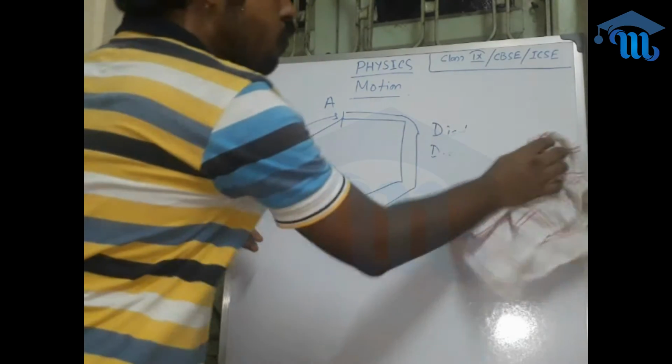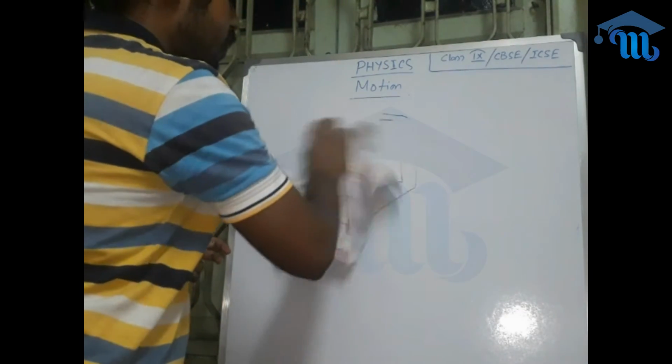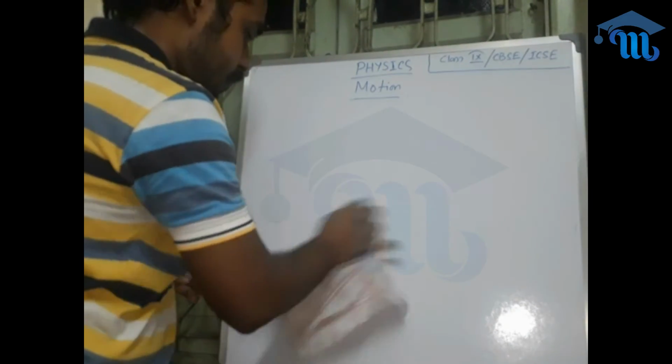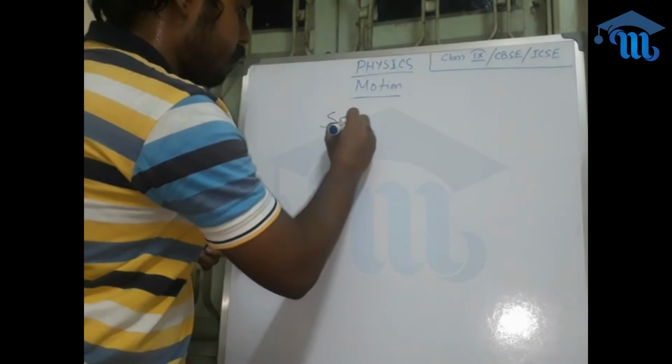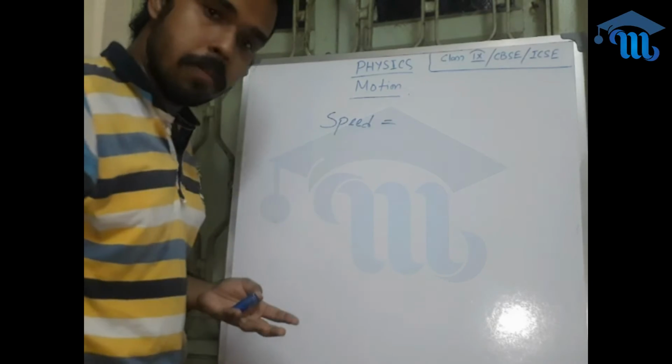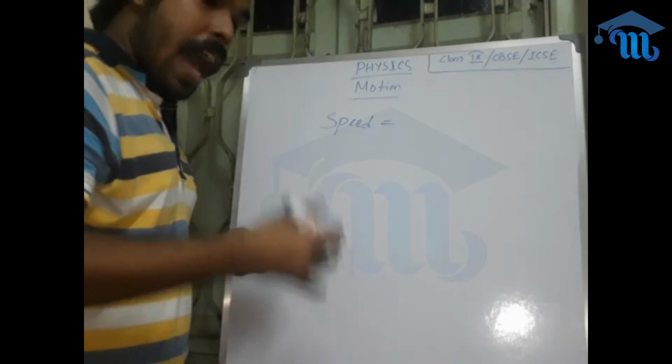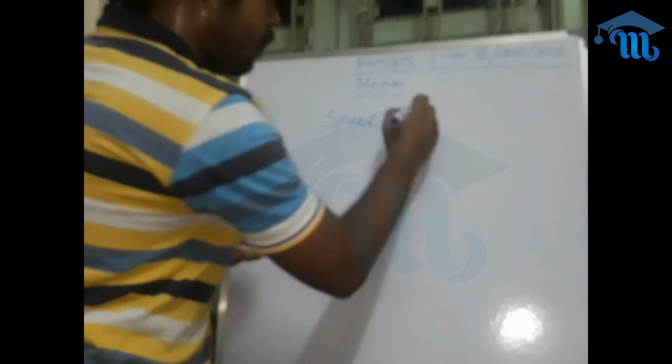Now we move to the next part, that is speed. Now what is speed? Speed is nothing but distance covered in a certain rate of time.